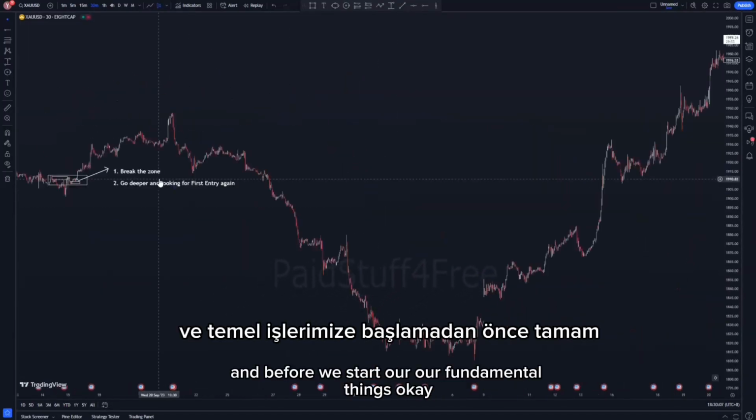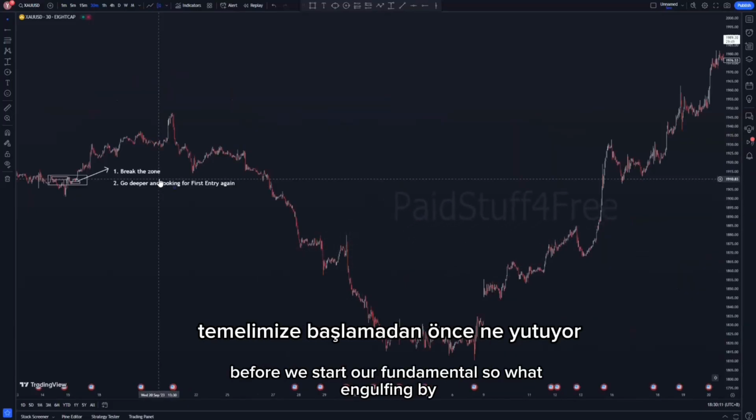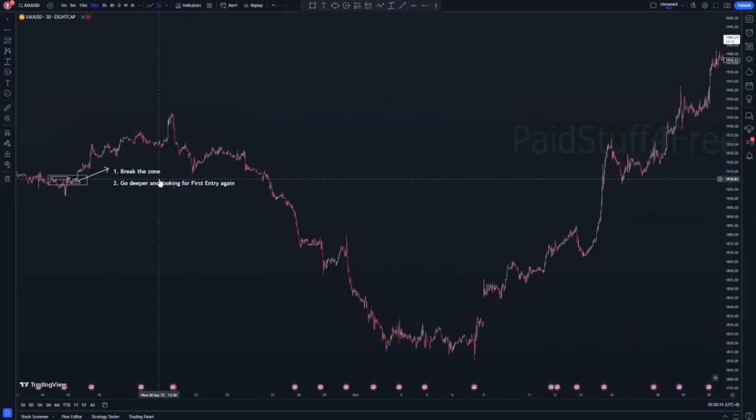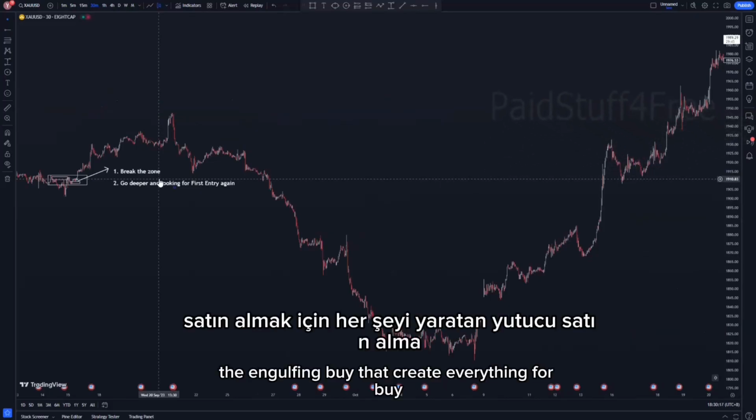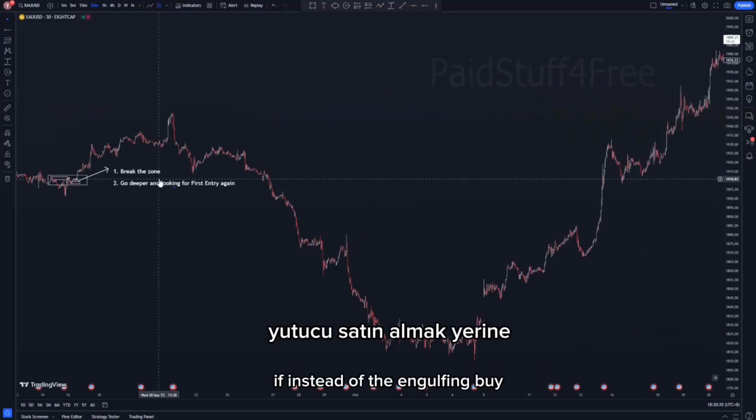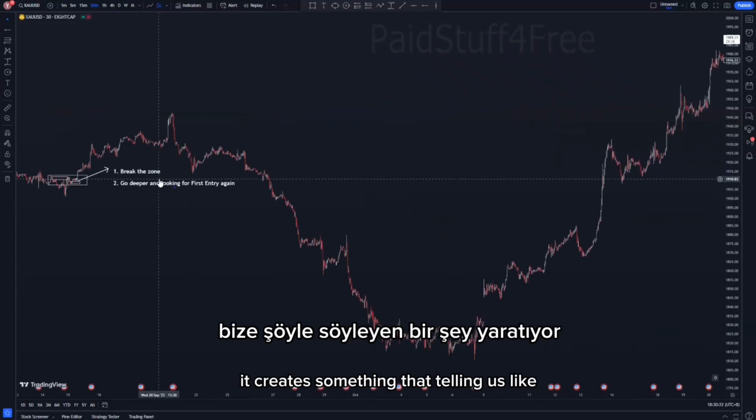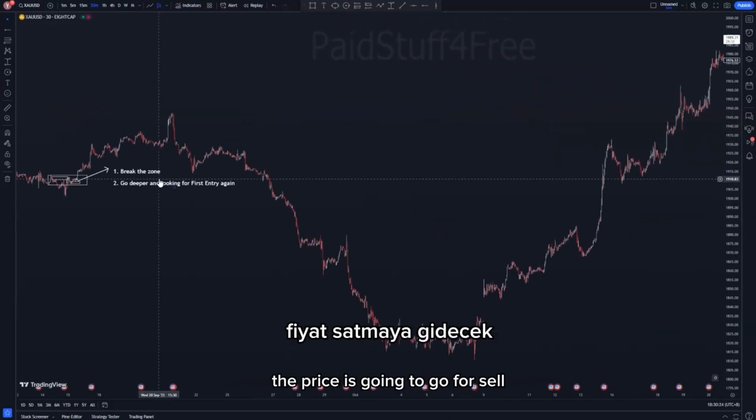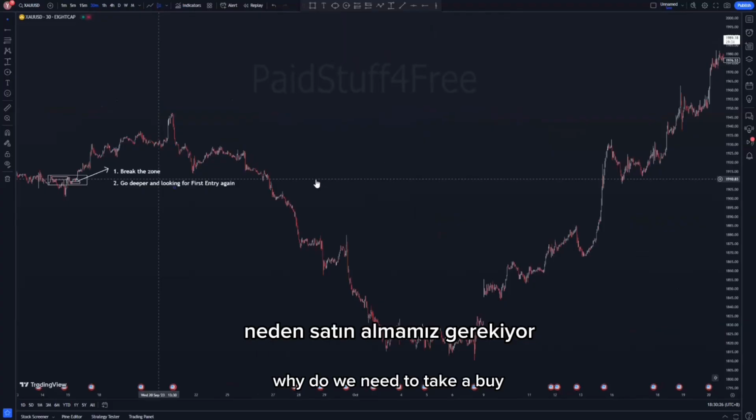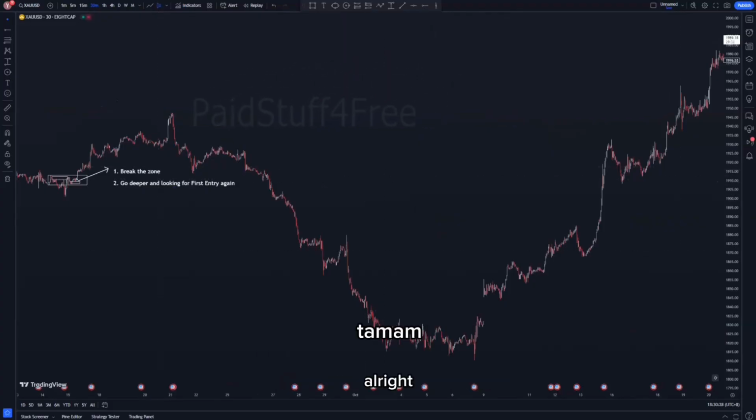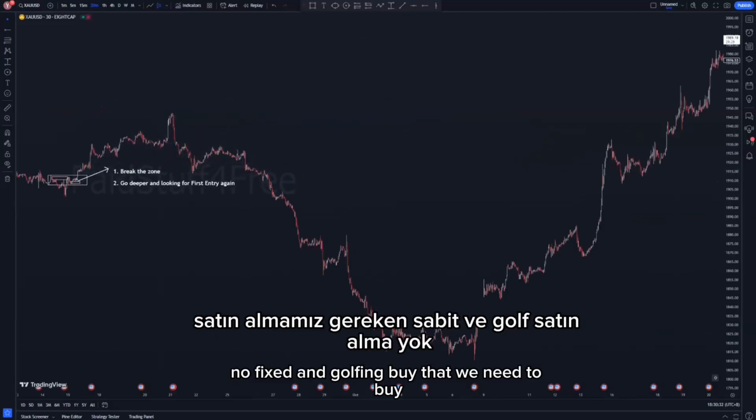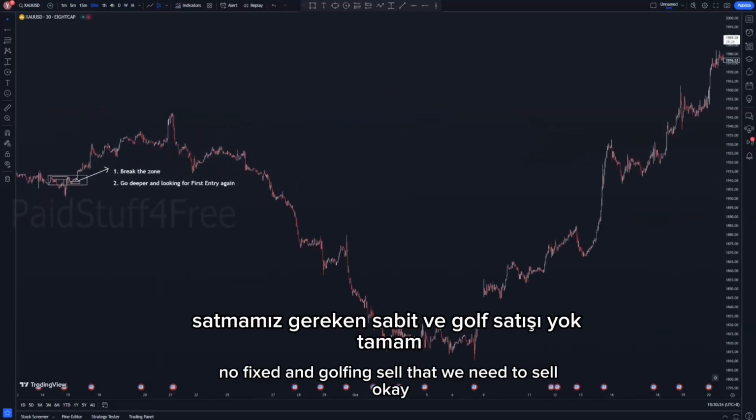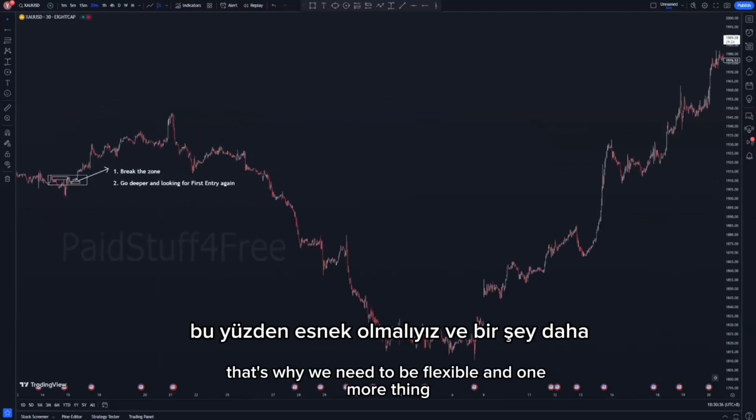Okay, and before we start our fundamental things, what engulfing buy should we buy? The engulfing buy that creates everything for buy. If inside of the engulfing buy it creates something telling us the price is going to go for sell, why do we need to take a buy? All right. So there is no fixed engulfing buy that we need to buy, no fixed engulfing sell that we need to sell. Okay. That's why we need to be flexible.